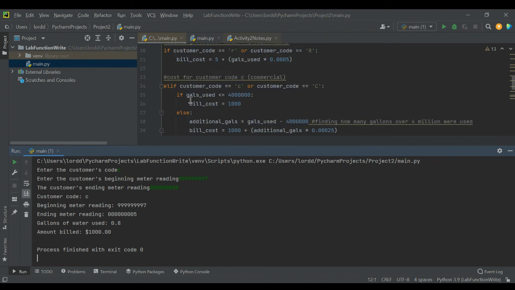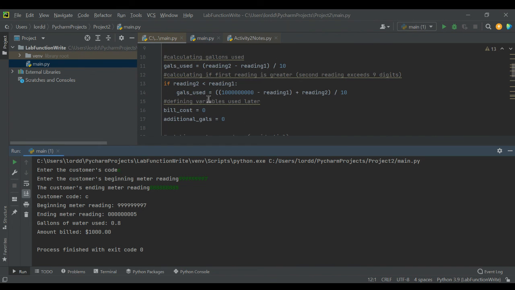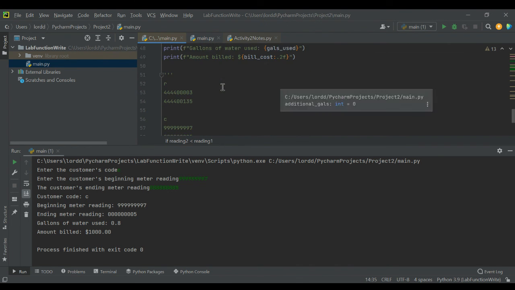And this is when this condition comes into play. The first reading is greater than the second because that second reading went over 9 digits. So to find out how many gallons were used, we use 10 digits minus reading 1 plus reading 2 and then divide it by 10 to find out how many gallons we used. So it would give us 8 gallons, 8 divided by 10, which would give us 0.8.